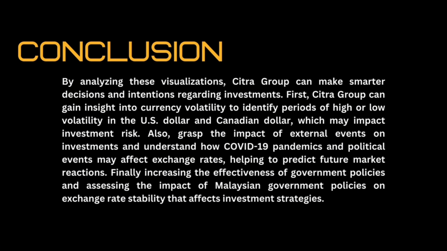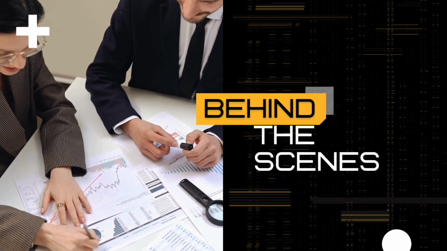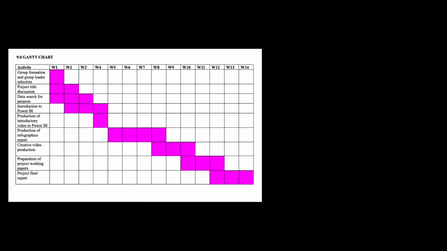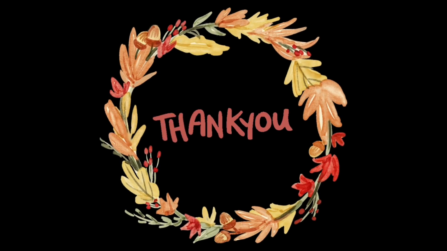Finally, increasing the effectiveness of government policies and assessing the impact of Malaysian government policies on exchange rate stability affects investment strategies. Before concluding the video, I would like to display our Gantt chart from week 1 to 14, outlining our project group timeline from start to finish as per the guidance of our instructors. With that, I will conclude this presentation.